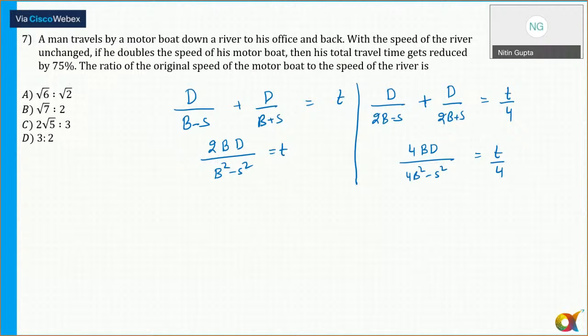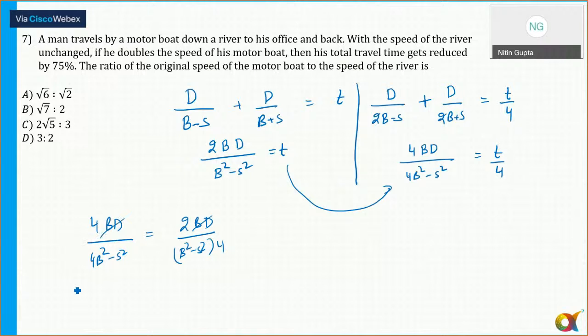Now, if you divide these two equations, you'll get another equation. Most of the terms will get cancelled. Or you can substitute the value of T from the second equation into the first equation. Do it in any way, or divide these two equations simply. Or if I substitute the value of T, so what will I get here? That is 4BD upon 4B square minus S square is equal to T, which is nothing but 2BD upon B square minus S square into 4. So you can see here this BD and BD will easily get cancelled here.